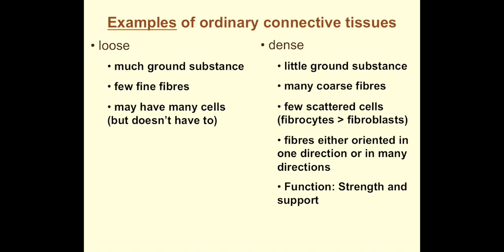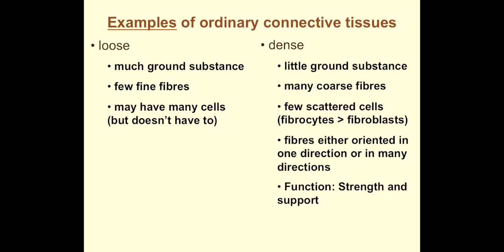So if we compare them side by side, loose connective tissue has much ground substance, allowing diffusion to occur, few fine fibers, so a little bit of structural support, but it's not about strength so much. It may have many cells, but it doesn't have to. And we'll talk about why that is in a second.